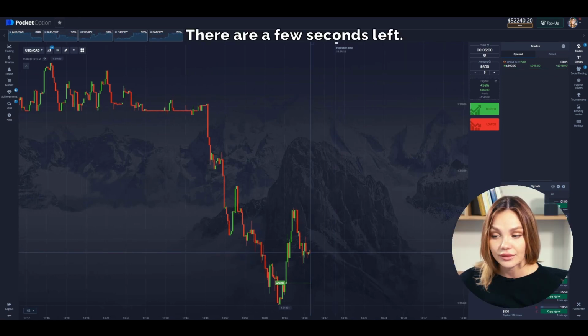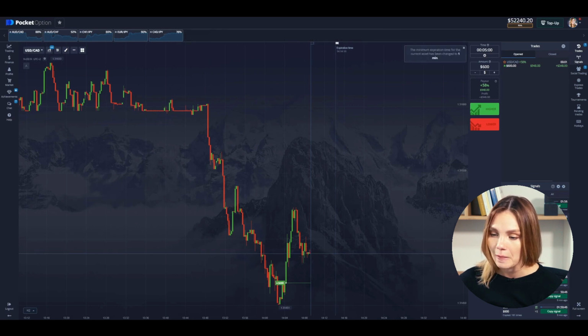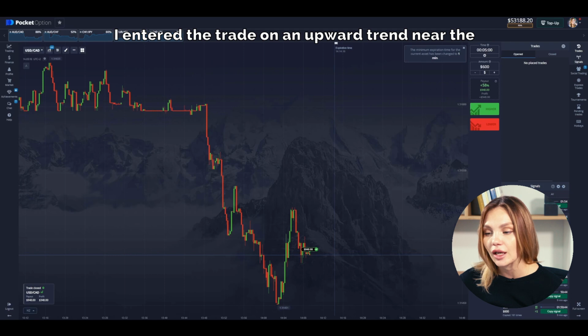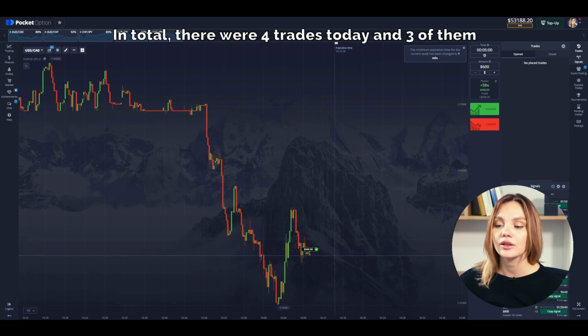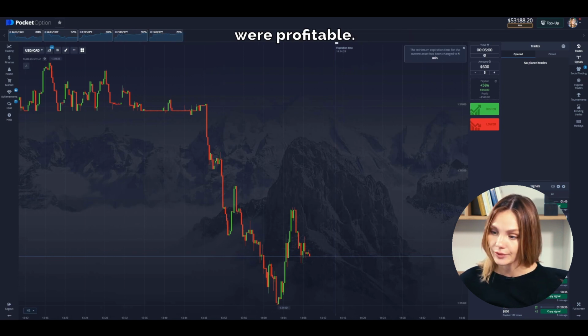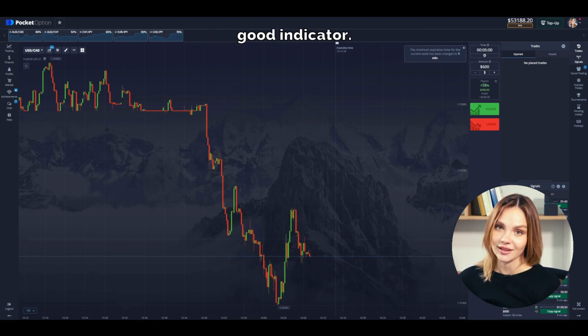There are a few seconds left until the trade is closed, and it's closing with a confident profit. I entered the trade on an upward trend near the bottom and I made a good profit. In total, there were 4 trades today and 3 of them were profitable. Having a 75% success rate in day trading is a good indicator.